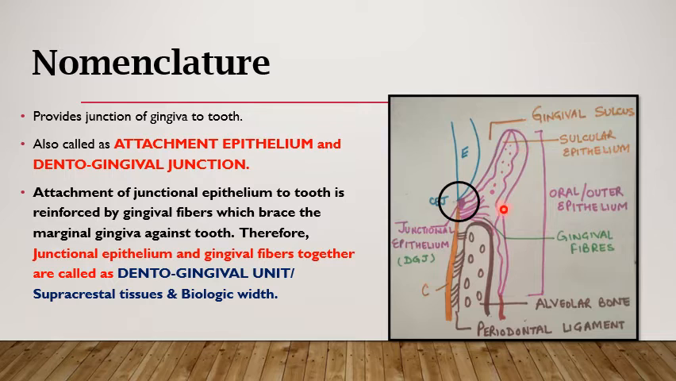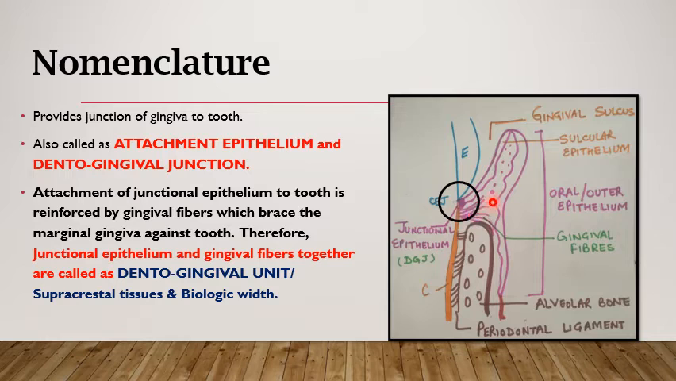Microscopically, gingiva can be divided into three types of epithelium. One is oral or outer epithelium, which is keratinized or parakeratinized. What we see when we smile from the front surface, that is the outer or oral epithelium. Then there is sulcular epithelium, which is non-keratinized. It lines the gingival sulcus. And third epithelium, which I am discussing today, is junctional epithelium. It is a non-keratinized epithelium. It is the epithelium which is joining gingiva with the tooth.